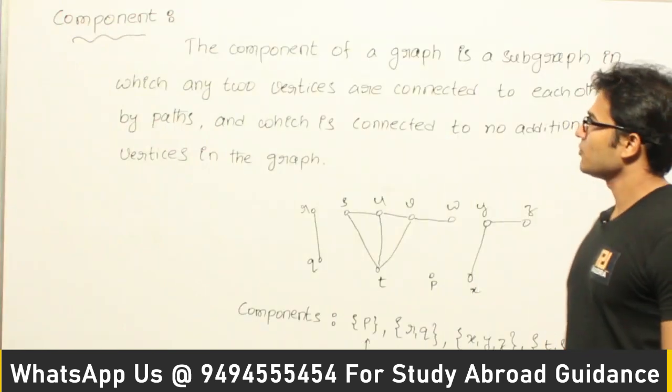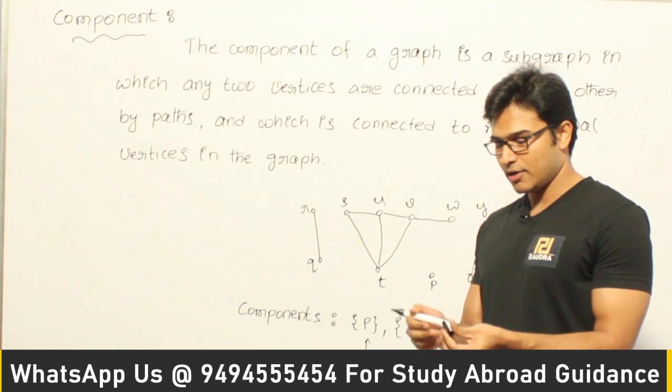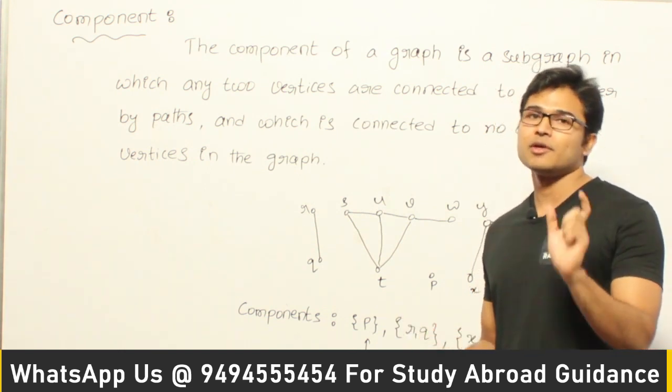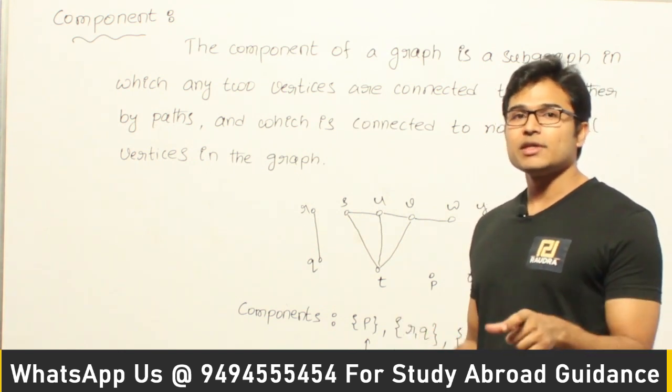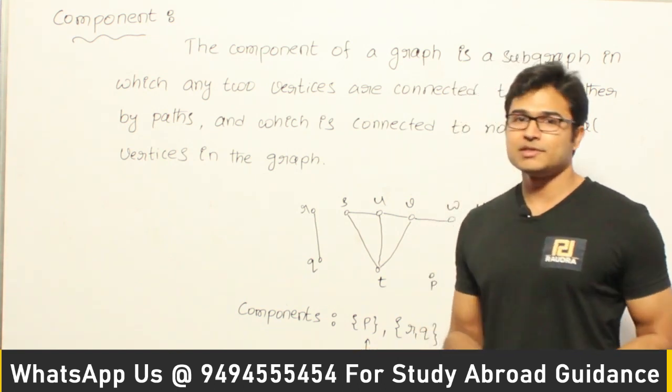Now let's see this concept of component. Now we have seen connectedness, right? When we say a graph is connected, there is a path between every pair of vertices. Now if that is not the case, which means there is no path between every pair of vertices, then there will be components in the graph.